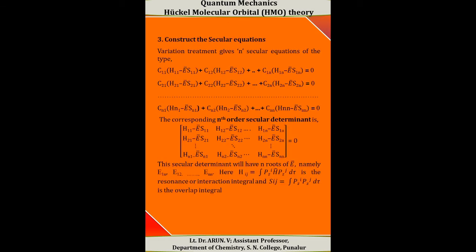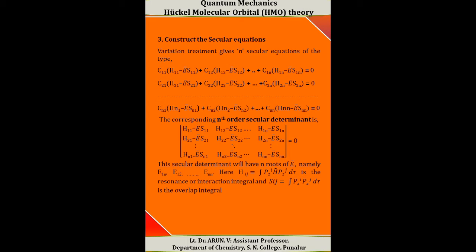To solve this, we have to construct the secular equations. Variational treatment gives n secular equations of the type C11(H11 − ES11) + C12(H12 − ES12) + etc., up to C1n(H1n − ES1n) = 0. Similarly, write all the secular equations up to n, that is, Cn1(Hn1 − ESn1) + Cn2(Hn2 − ESn2) + etc., up to Cnn(Hnn − ESnn) = 0.